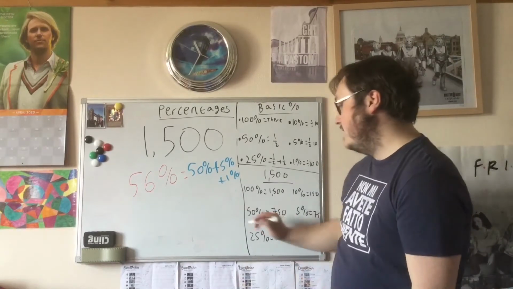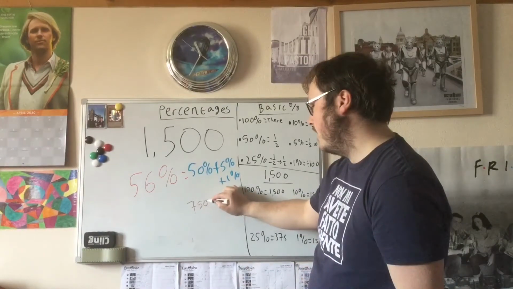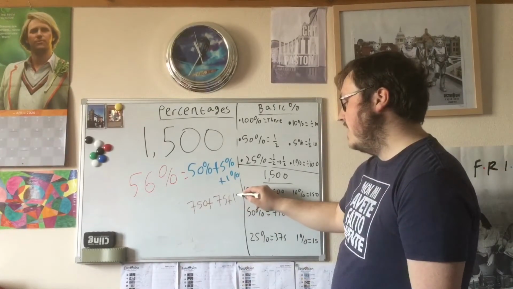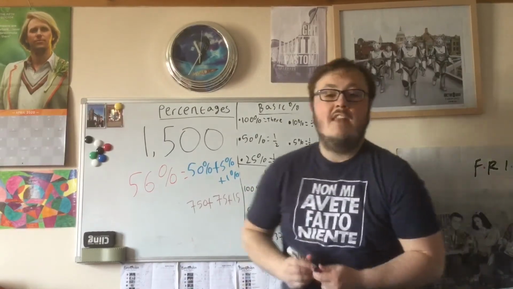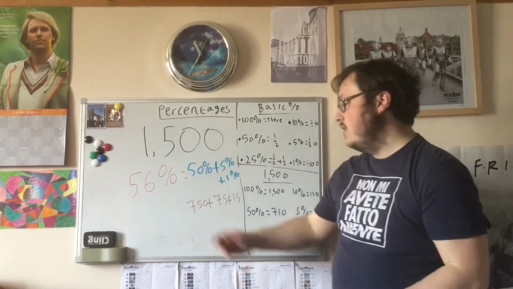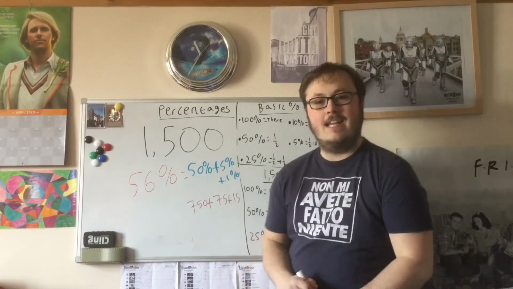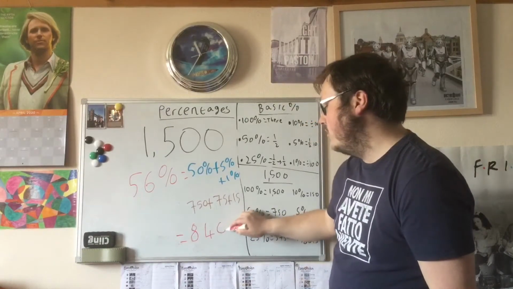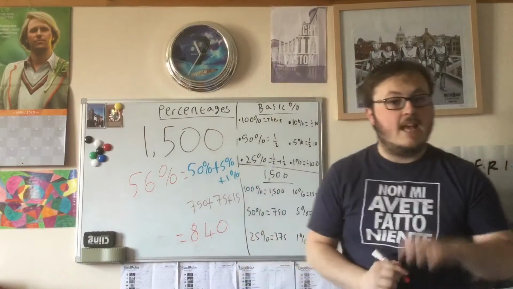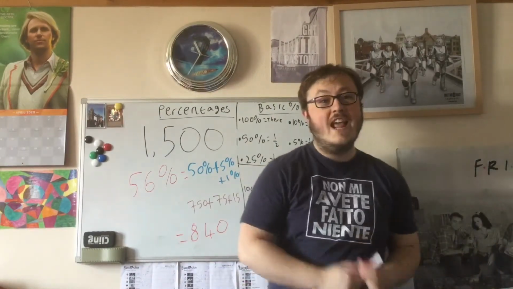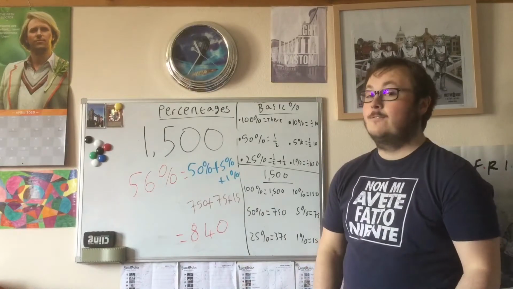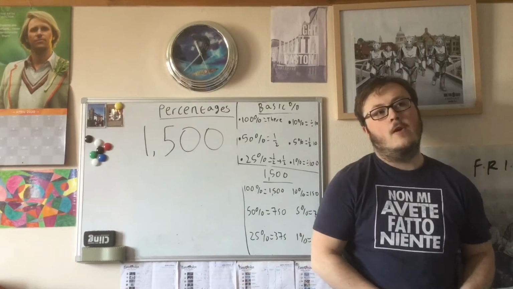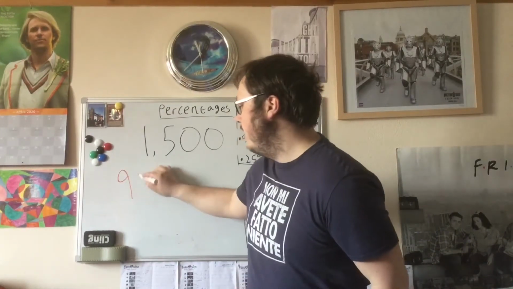So our 50% is 750. Plus our 5%, which is 75. Plus our 1%, which is 15. Now we add that all together. 750 plus 75, add 15. That will get us 840. So 56% of 1,500 is 840. So this is the last one we're going to do with this number. So we've done loads of different percentages so far, but what about one like 94%?